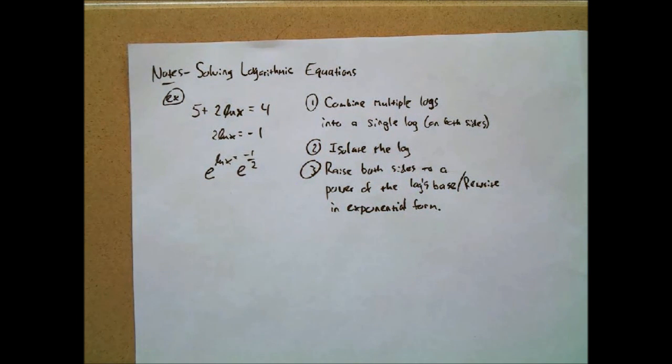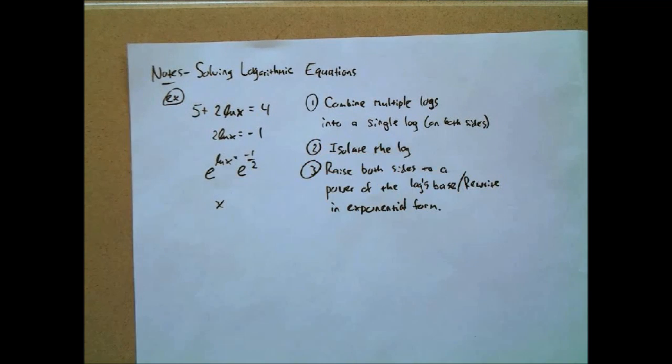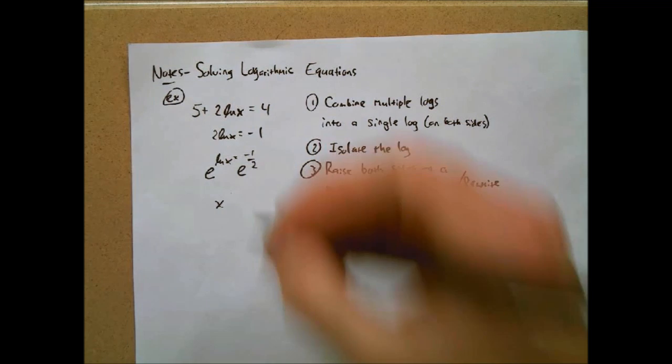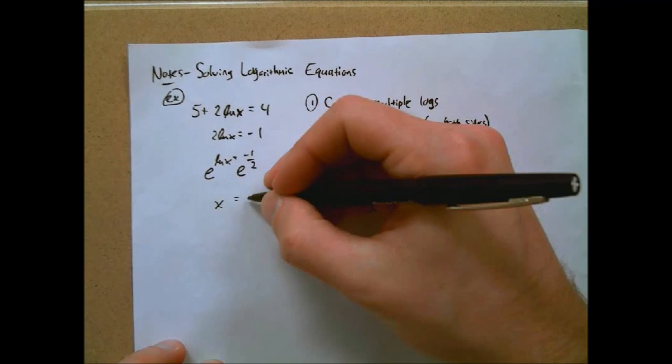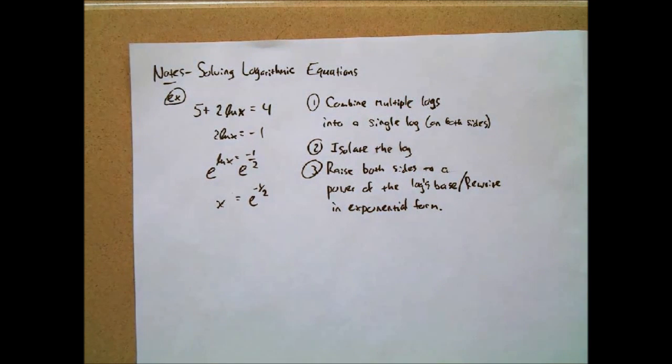E to the natural log of x is simply x, so they cancel each other out. All right. And then e to the -1/2 is e to the -1/2. And that's our answer. X is e to the -1/2.